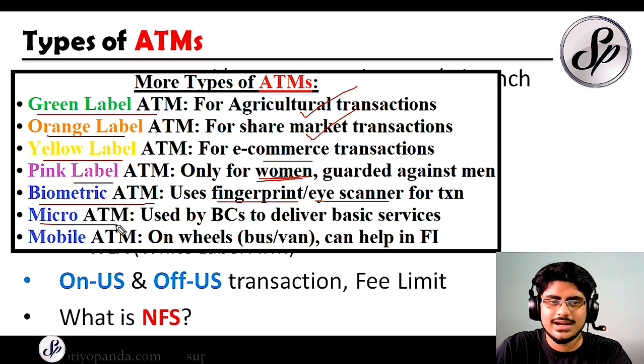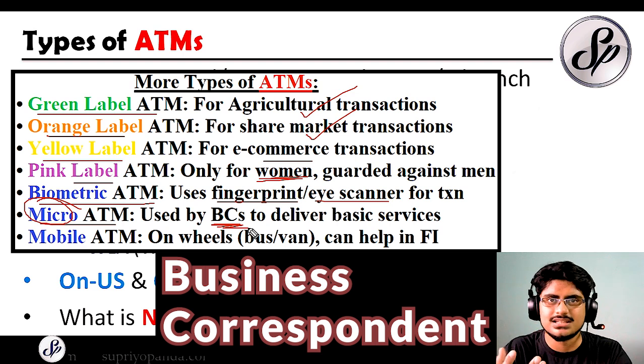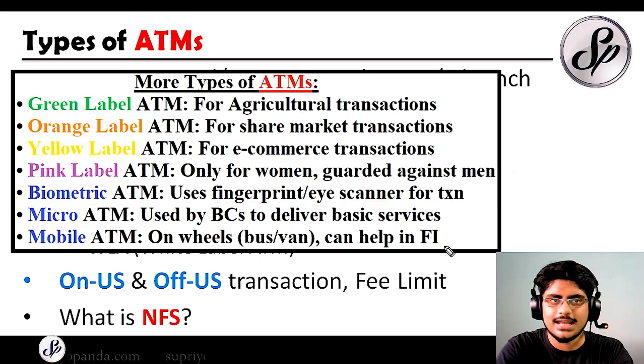Then you have the micro ATM. Micro ATM is very important for financial inclusion because these are used by the business correspondents, and they are used to deliver basic services to small villages, small towns, etc. So they are very useful in financial inclusion. Then you have the mobile ATM. This is also used for financial inclusion. These are ATMs on wheels. On a bus or a van, they just go from town to town and dispense cash and do all the financial activities. So these are also helpful in financial inclusion. So that's all about the other types of the ATMs.